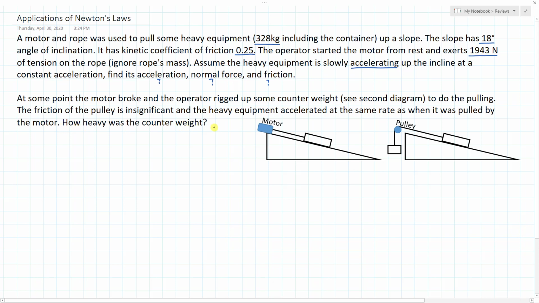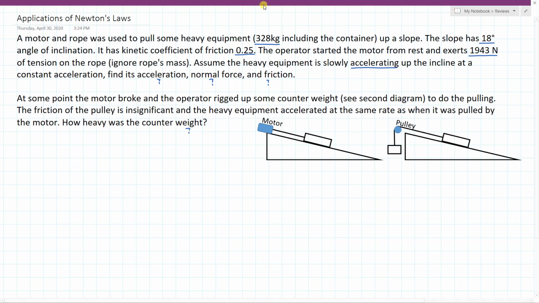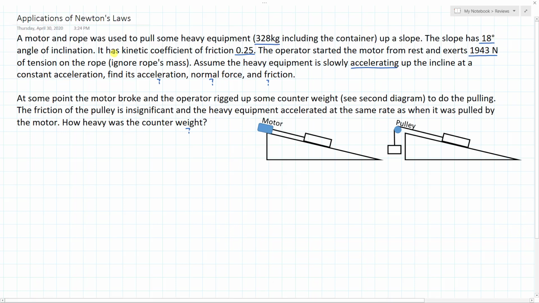Essentially, the friction is mostly just between the heavy equipment and the inclined plane, which has a coefficient already given. So now we have this: how heavy will the counterweight be? So counterweight right here. So let me switch over to black. Okay. So first, let's do part one.